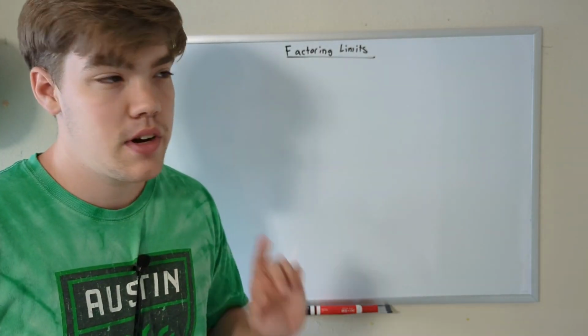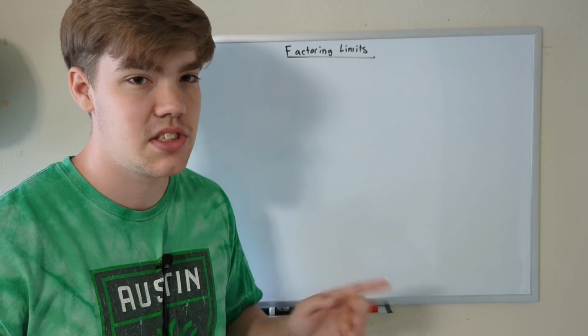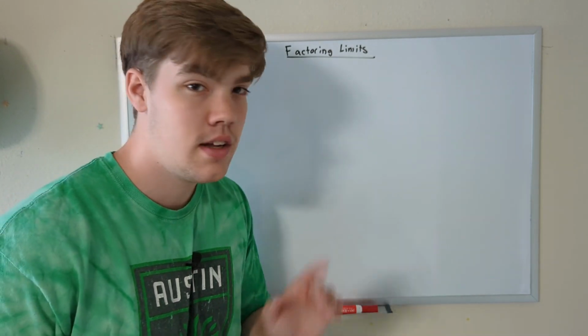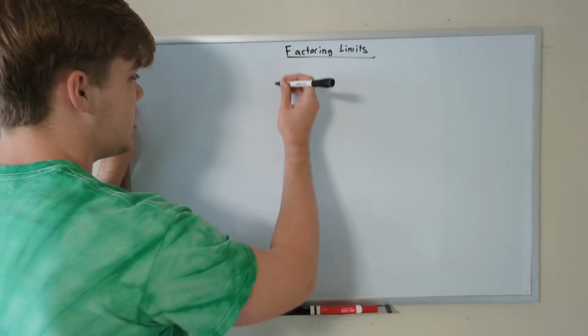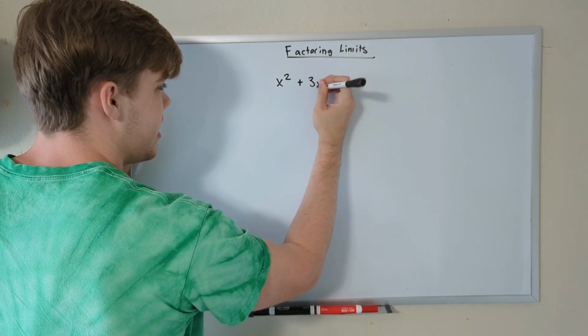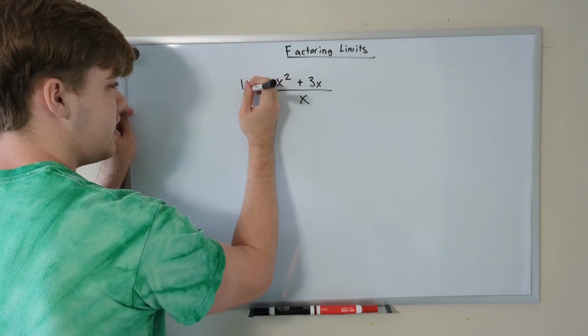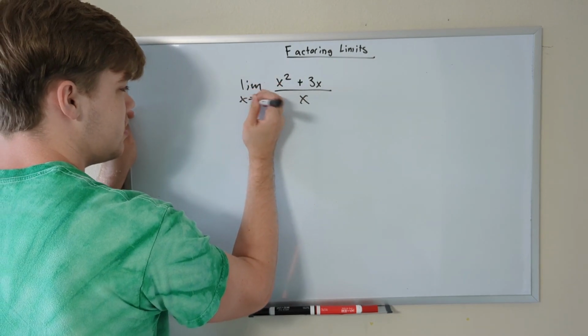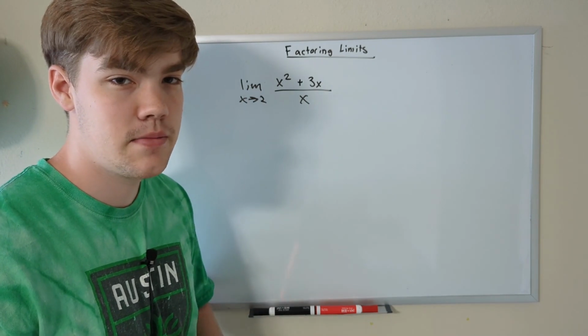In this example, I want to highlight that you don't have to have your function in the form of ax squared plus bx plus c to utilize the factoring rule. Let's do an example now where we don't have to use that. Let's say we have something like x squared plus 3x divided by x, and we have to find that function's limit as x approaches 2. What can we do to make this problem a little bit simpler?